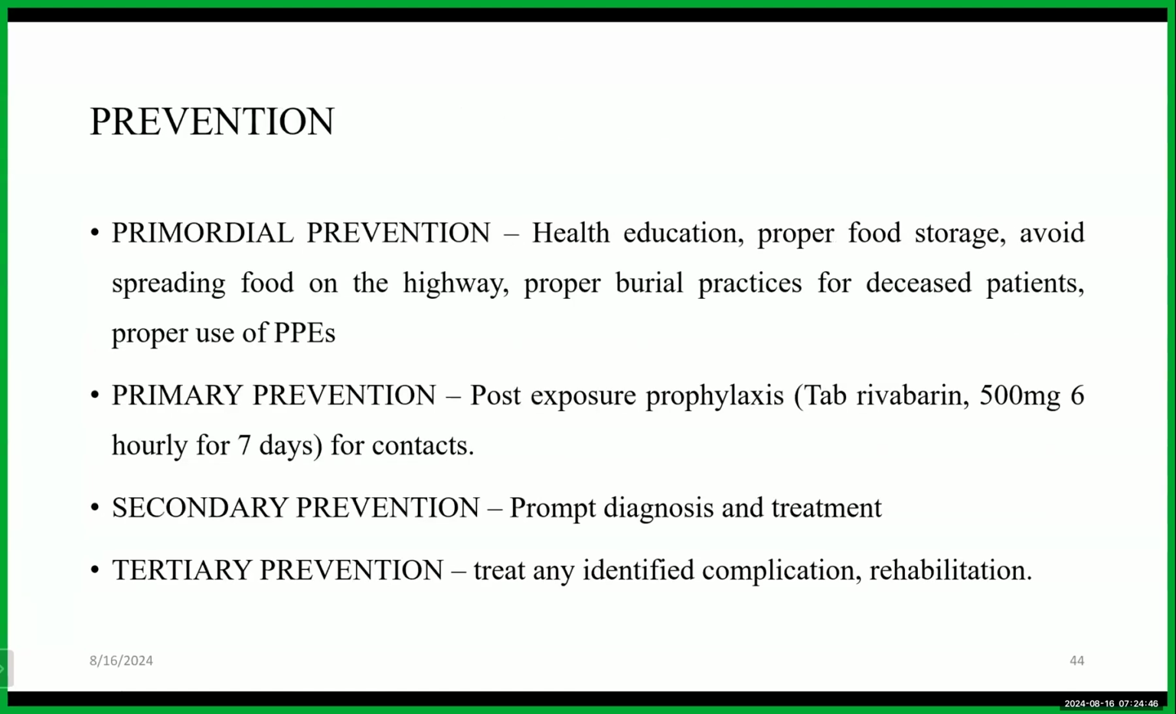Then the prevention will be primordial prevention. Education is important for food storage: avoid spreading food on a high table because it can easily be infected by the rodent. Then primary prevention for those with contact, so you start your post-exposure prophylaxis. Then secondary prevention and tertiary prevention are as follows.